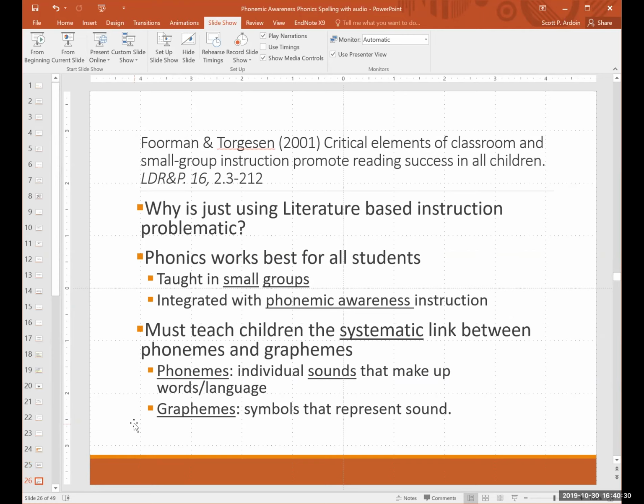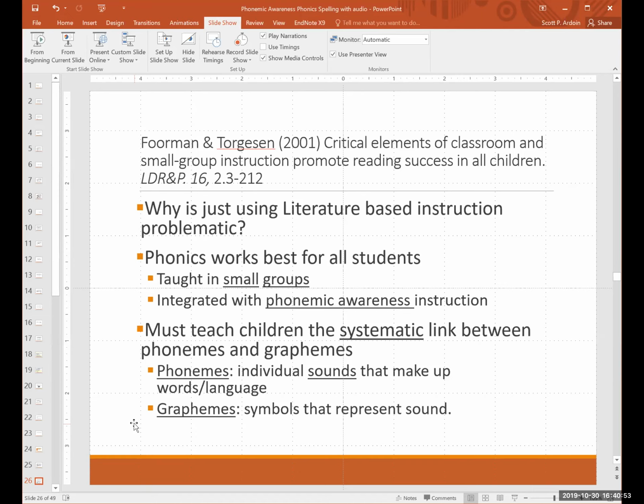So one of the articles that I did not have you all read, and I used to have people read, is one by Foorman and Torgesen. These were two people who were part of the Florida Center for Reading Research, which does a lot of great reading research. So why is just using literature-based instruction problematic?